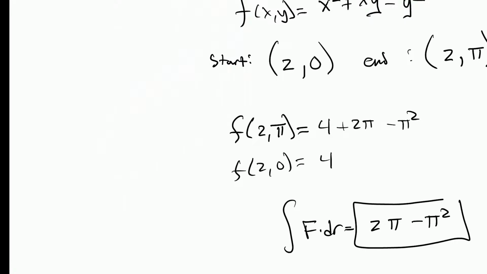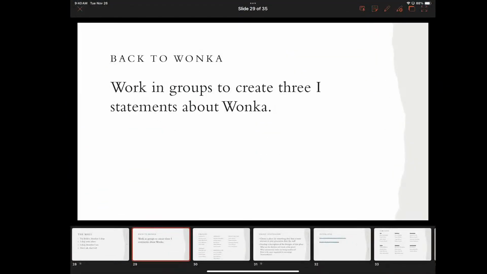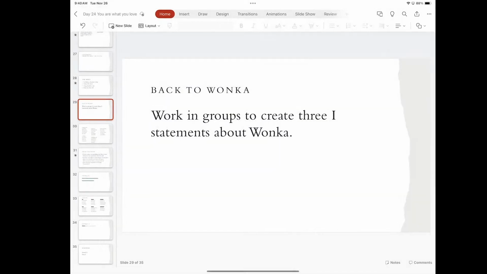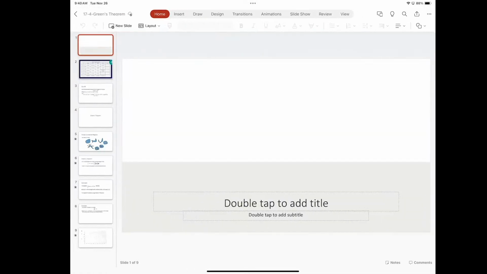So nice, nicely done. Okay, let me find my, hold on a sec. There it is. No, back to Wonka. We're not doing Wonka. That was the freshman. And some of you did Wonka, didn't you? So I don't want to discuss it anymore. Here we go. Okay, here's what we're doing.